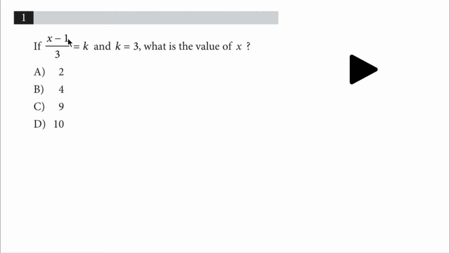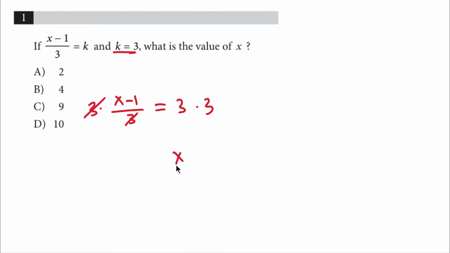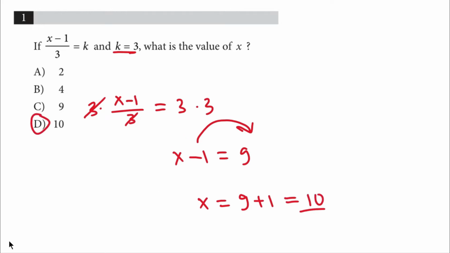If x minus 1 over 3 is equal to k and k is equal to 3, what is the value of x? Well, this is a simple equation problem, so let's substitute k into this equation. X minus 1 divided by 3 is equal to 3. Now let's multiply both sides by 3. Well, these 3's cancel, and we get x minus 1 is equal to 3 times 3, which is 9. Now we can throw negative 1 to the other side, and we get x is equal to 9 plus 1, or 10. So 10 is the correct answer for this question.